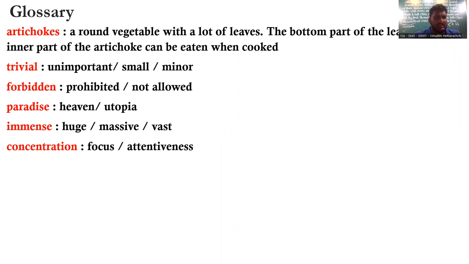Trivial means unimportant, small or minor. Forbidden means prohibited or not allowed. Paradise means heaven or utopia. Utopia refers to some island that you have never seen, but you love to see something that you have never seen. Immense means huge or massive or vast. Concentration means focus, attentiveness, right? So these are the words that will be so much helpful for you when you are going through the next paragraph, right?